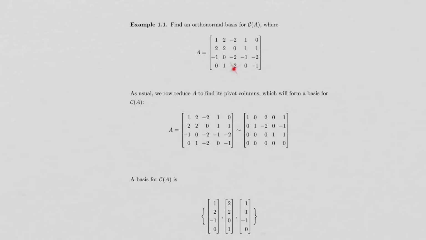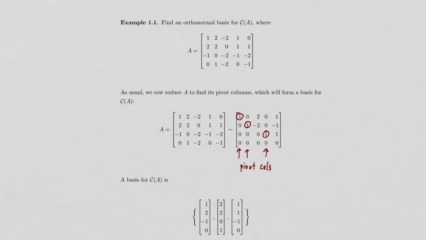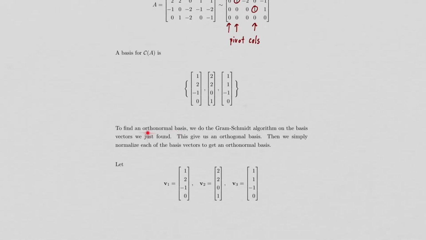Here we're given a matrix A, and we want to find an orthonormal basis for the column space of A. Well, to find a basis for the column space of A, we row reduce A and find the pivot columns. We can see the pivots here, and the corresponding pivot columns are 1, 2, and 4, and these columns form a basis for the column space of A. Now, to get an orthonormal basis, we're going to use the Gram-Schmidt algorithm to get an orthogonal set from this set, and then simply normalize those vectors to make them unit vectors and therefore an orthonormal basis.